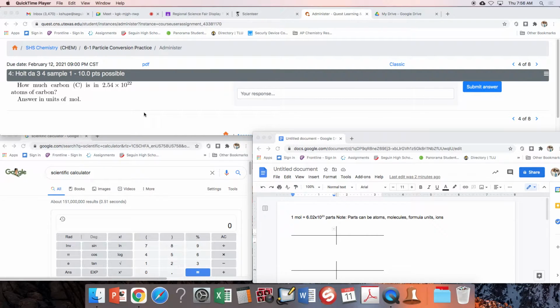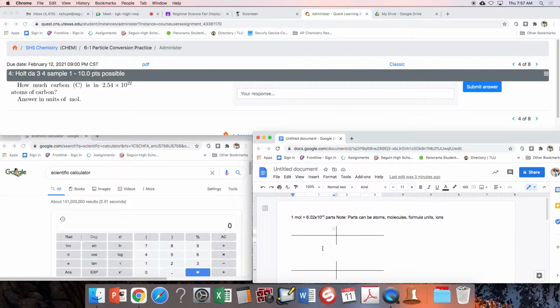So first problem we're going to do is this one. How much carbon is in 2.54 times 10 to the 22nd atoms of carbon? And we're trying to answer in units of moles. So the first thing we need to do is set it up correctly. Please do not try and just remember whether we're multiplying, dividing, or guess where we're putting things. Actually write it down. You can do it in a doc like this. I usually do it on paper, but this is easier to show all together with everything else.